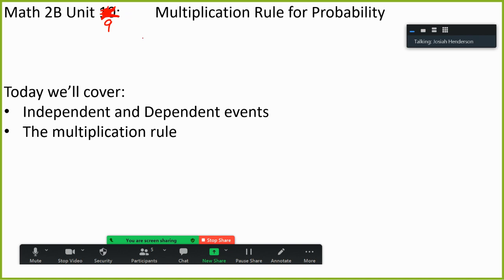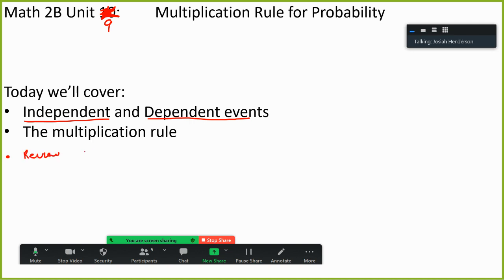Cool. And we're going to need to define two different types of events, independent and dependent events. There's a multiplication rule to use for either of these types of events. And then we're also going to put together and just review what we did last week with mutually exclusive and non-mutually exclusive and these new ones.